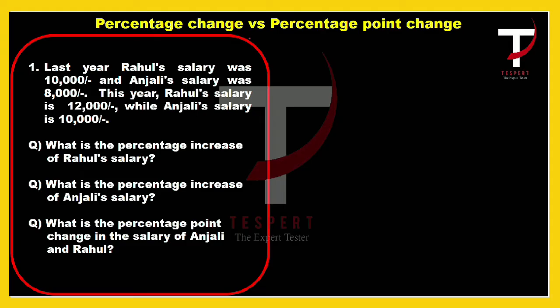Percentage point change means nothing but the absolute difference between two percentage changes. Let us consider this example, you will understand in a better way. Last year Rahul's salary was 10,000, Anjali's salary was 8,000. This year Rahul's salary is 12,000 while Anjali's salary is 10,000.